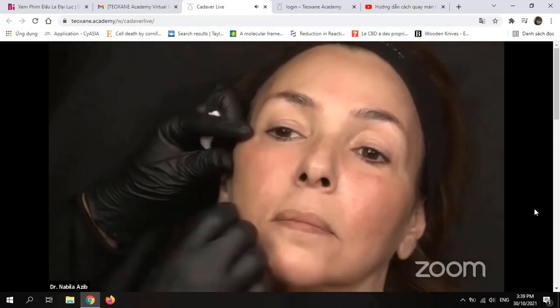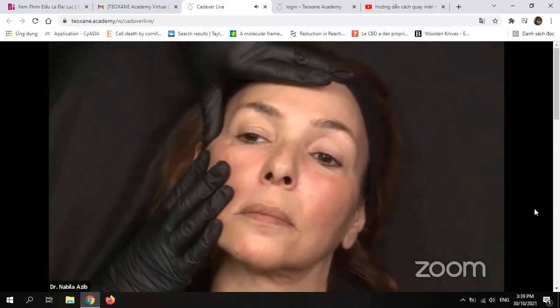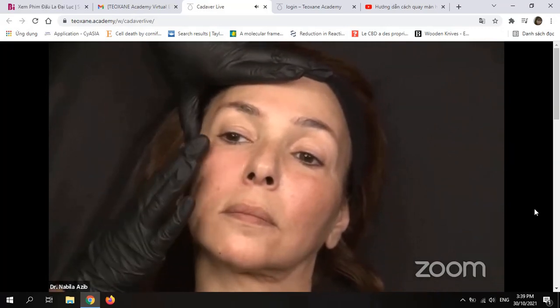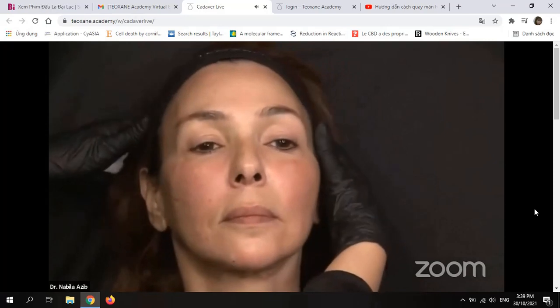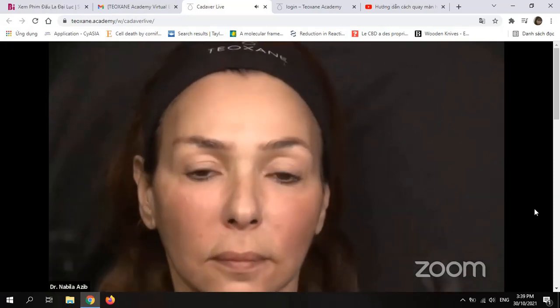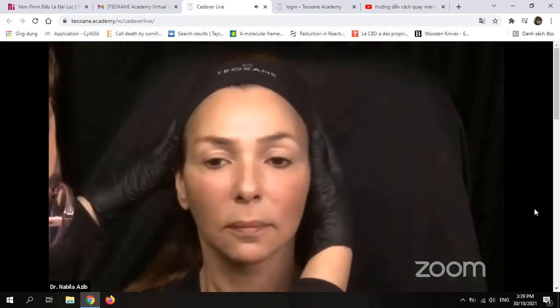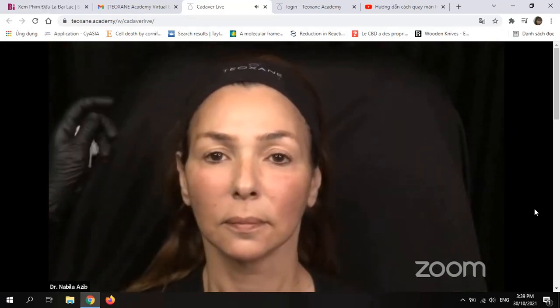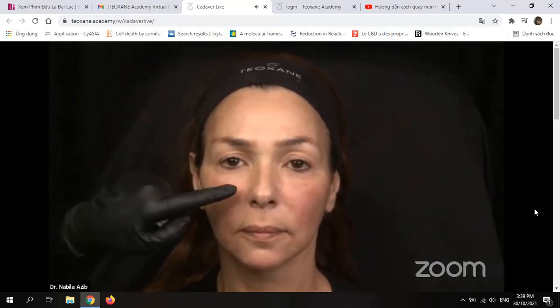So now I'm modeling my product. Do you feel the product under your fingers? I feel that I'm moving it, but I cannot palpate it because it's deep. So let's sit her up to see the face. So now you can see that we have a better projection already in the mid-face. Yes, we can see it perfectly.